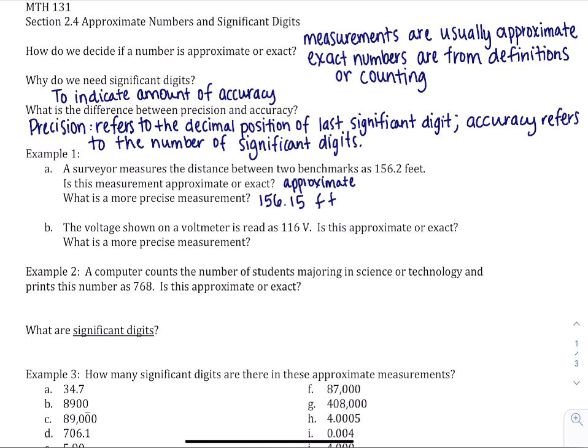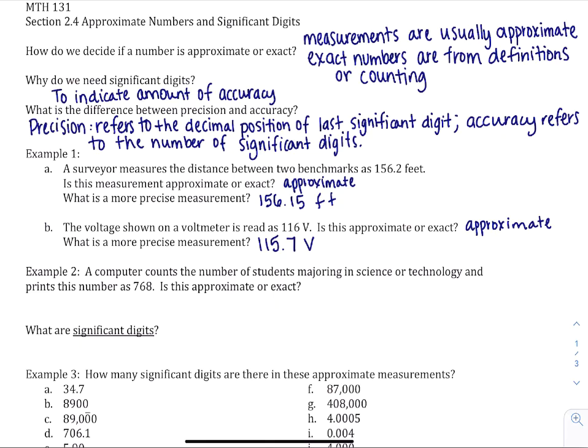Now for part B, we're looking at the voltage, and again, this is going to be a measurement. So it is something that we would be measuring from this voltmeter. And so by design, this will always have to have some level of approximation. But if we wanted to be more precise, then we just need to have something with more decimals. So a number that would round to 116 would be something like 115.7. Having an additional decimal place makes it more precise.